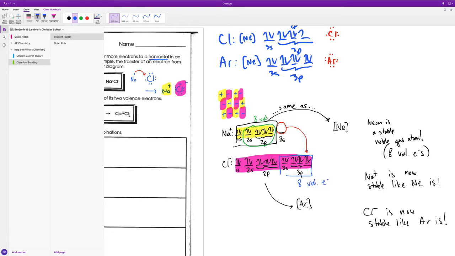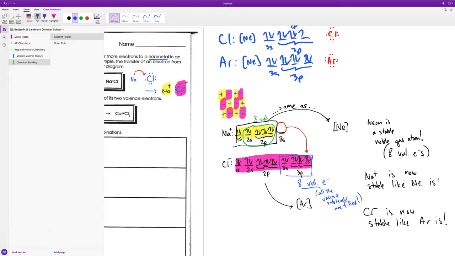Getting an octet seems to be what makes ions stable, because when ions become like a noble gas atom, they become stable like those noble gas atoms are. And that occurs when you have an octet of valence electrons and all the valence sublevels are filled. And in both of these now, all the valence sublevels are filled.